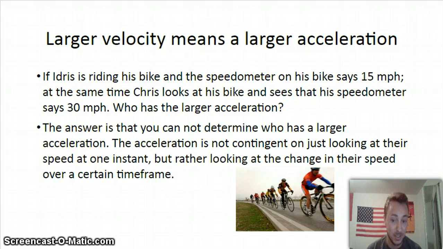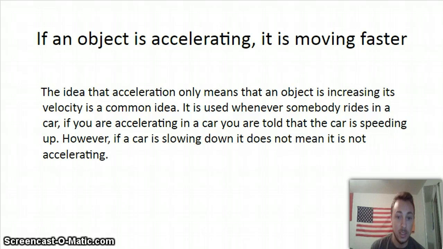The acceleration is not contingent on just looking at their speed at one instant, but rather looking at the change in their speed over a certain time frame. So we're going to go ahead and go to the last student idea, which is that if an object is accelerating, it is moving faster. A lot of this stems from people riding in cars. They believe that accelerating, like I said before, means speeding up. So the idea that acceleration only means that an object is increasing its velocity is common. It is used whenever somebody rides in a car. If you're accelerating in a car, you're told that the car is speeding up. However, if a car is slowing down, that does not mean that it is not accelerating.